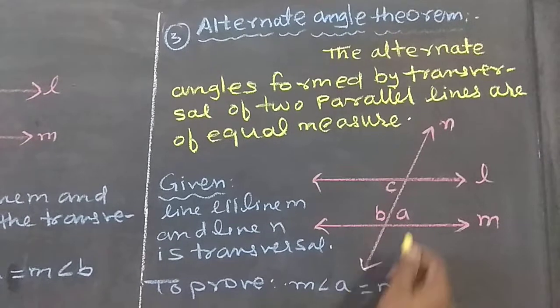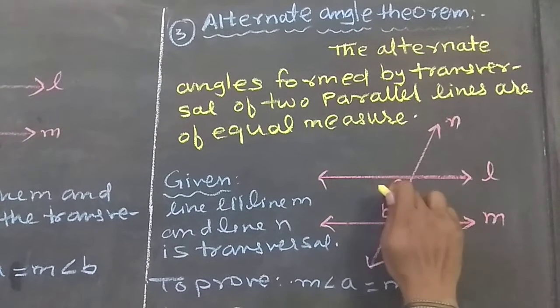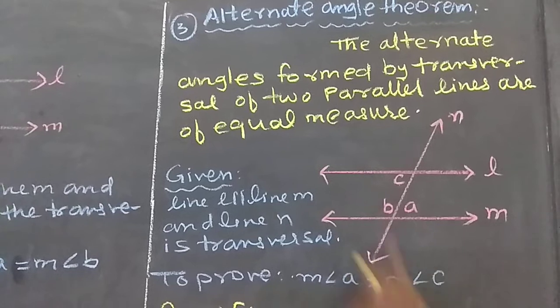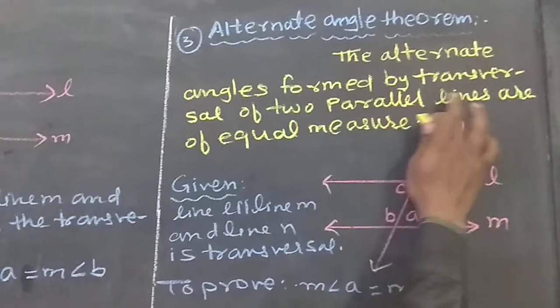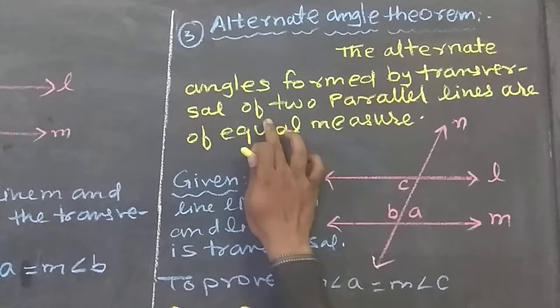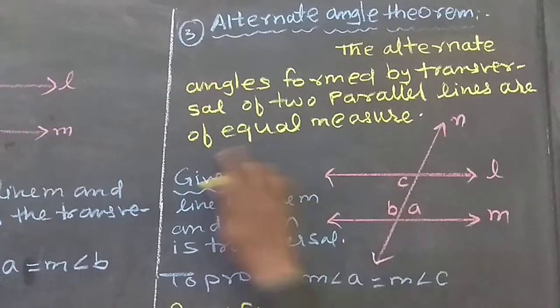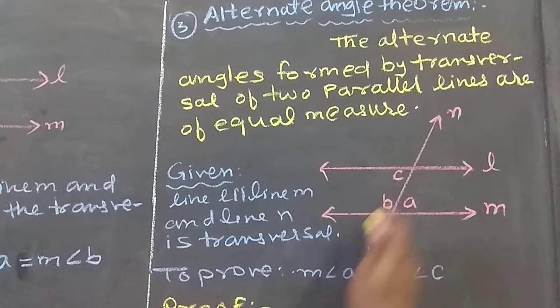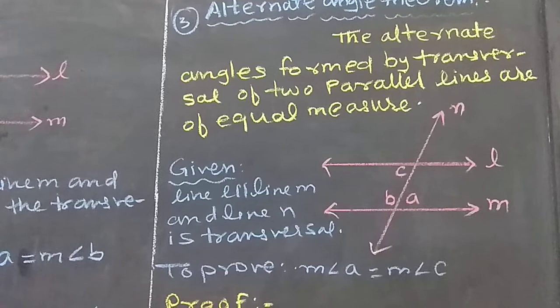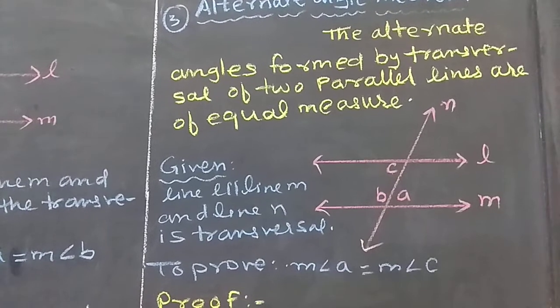Now we have to prove here angle A and angle C are congruent. Both have an equal measure. देख सकते हो, the alternate angles formed by a transversal of two parallel lines are of equal measure. दोनों का measure equal होता है. So let us begin with our diagram. जो फिगर दिया गया उसी से स्टार्ट करते हैं.